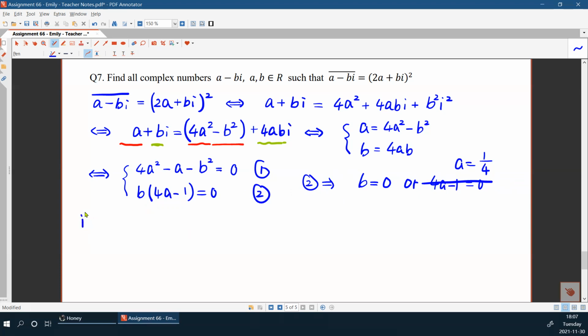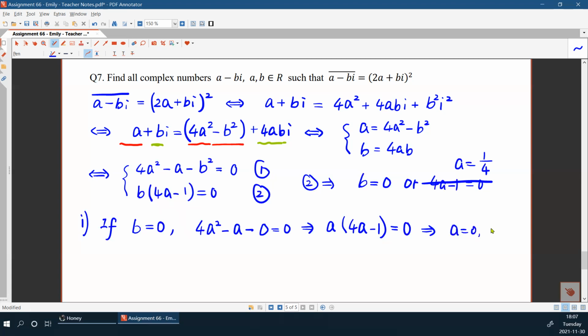So now we need to discuss. There are two possible branches, right? So first of all, if b is 0, what does it tell us? If b is 0, we can put b is 0 into the first equation, right? So that means 4a squared minus a minus 0 is 0, right? And it further tells us a is a common factor which can be put in front, and then times 4a minus 1 is 0, right? And again, the product of two numbers is 0. That means a is 0, or 4a minus 1 is 0. That means a is 1/4, right?